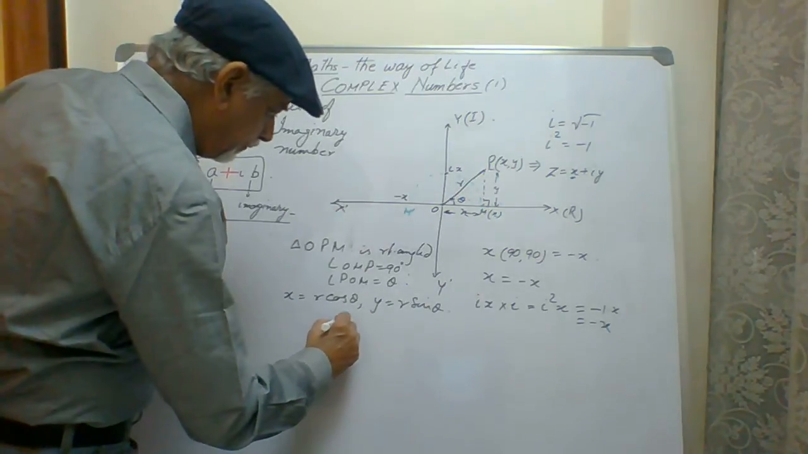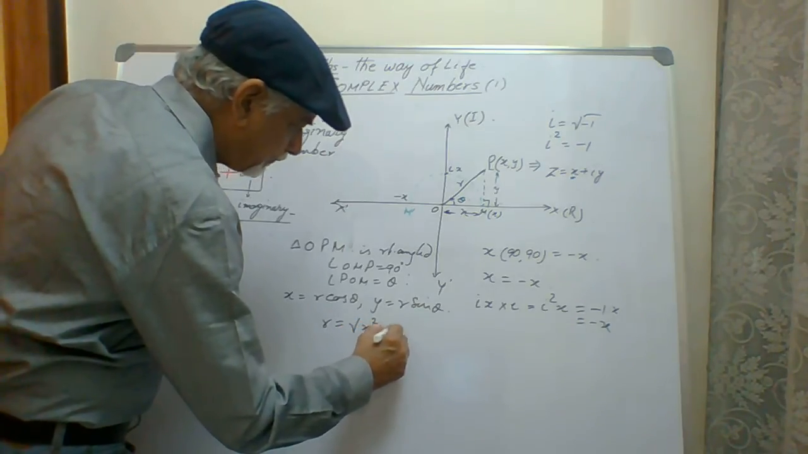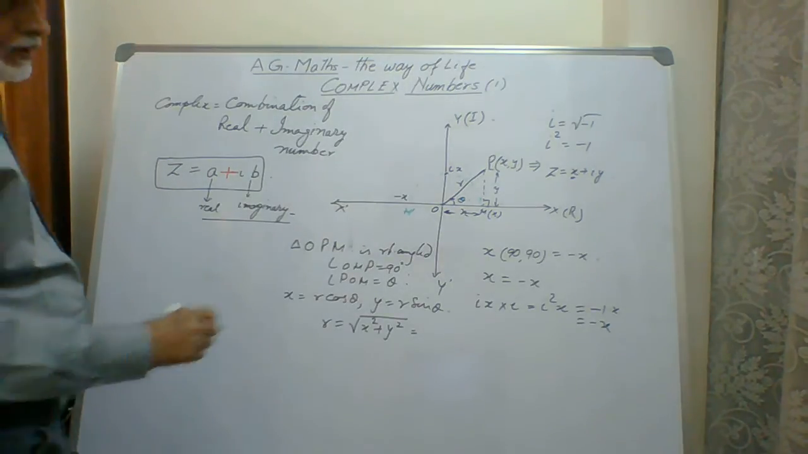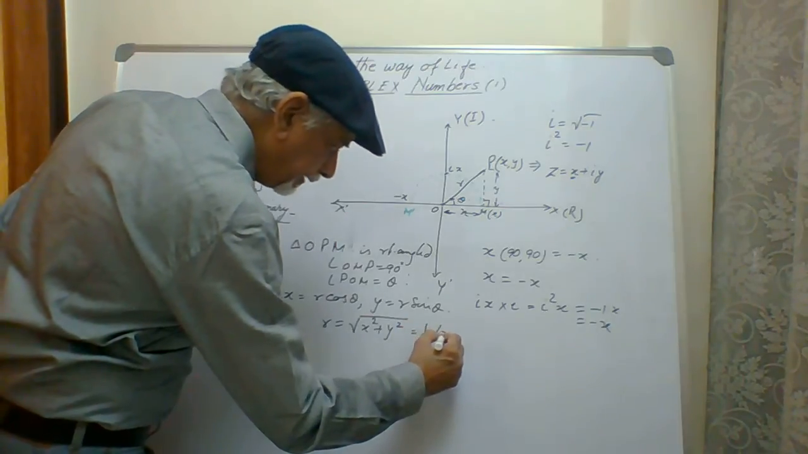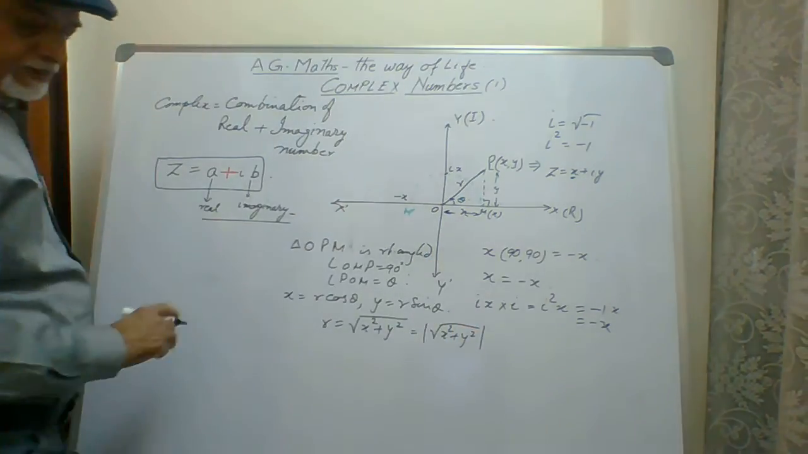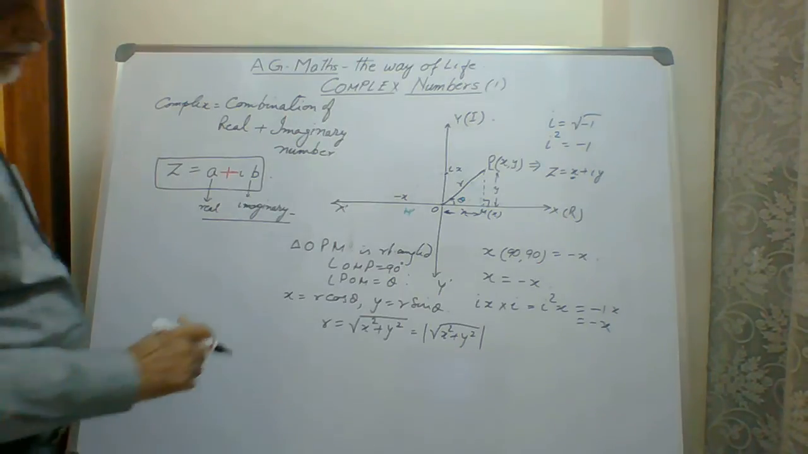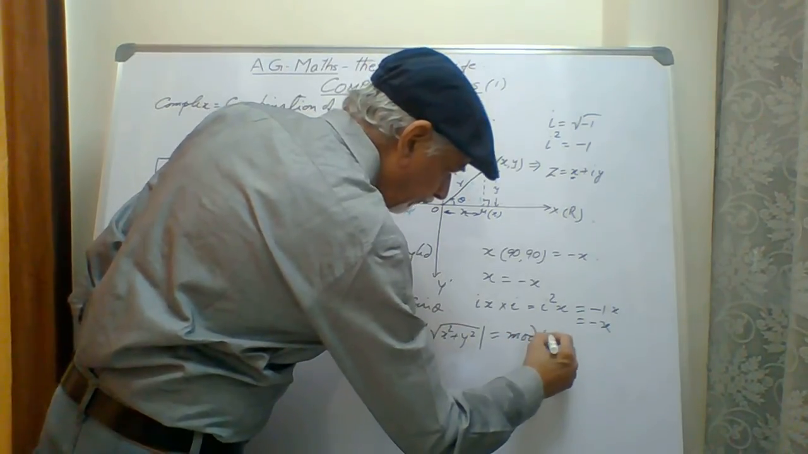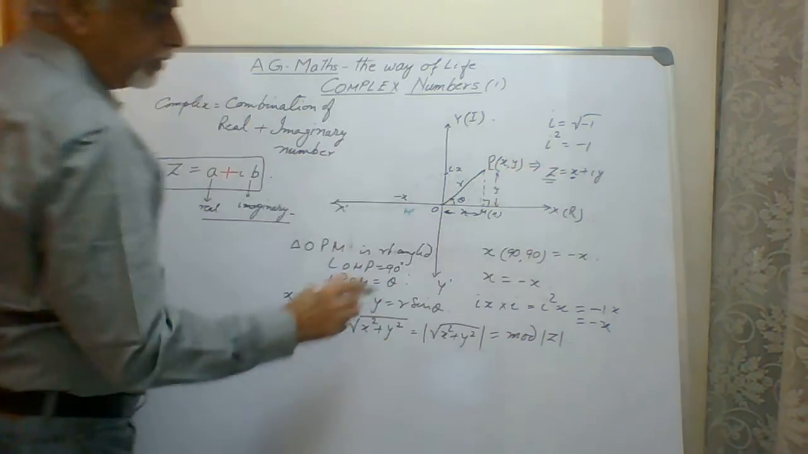Now what is the value of R? R can be said to be equal to root over x square plus y square, right? And we'll take the positive value of it because R cannot be negative. So we write this as the mod value of root of x square plus y square. And this is nothing but the modulus. We call it the modulus of z, mod z. The mod value is this.